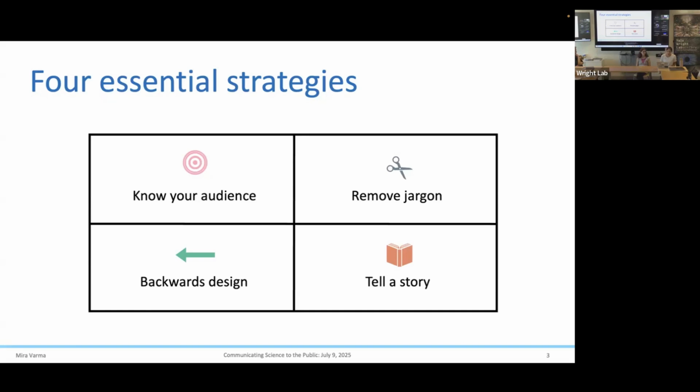Additionally, backwards design is important, where before giving the talk, you tell people what you want them to take away from this talk so that they're more likely to pay attention. And finally, tell a story. Our brains are actually wired to remember narratives more than facts, so it's important to take advantage of that and actually give a coherent narrative to people.